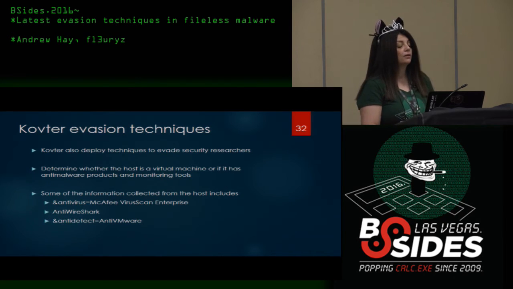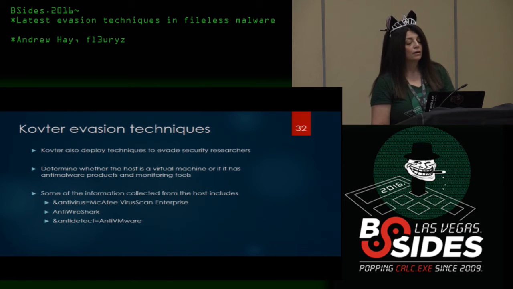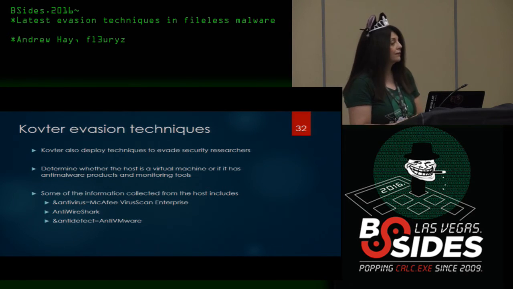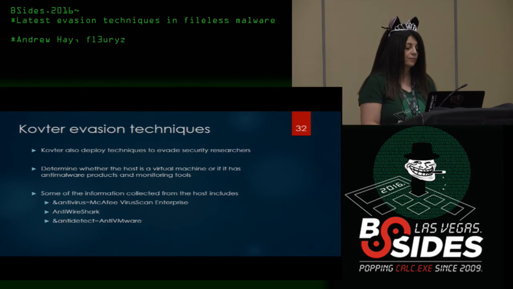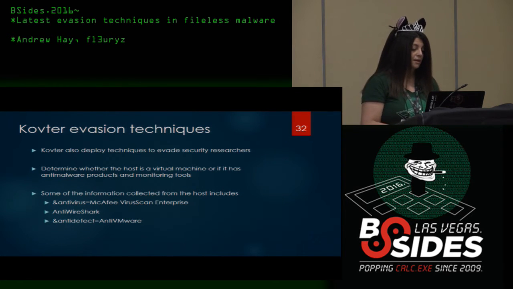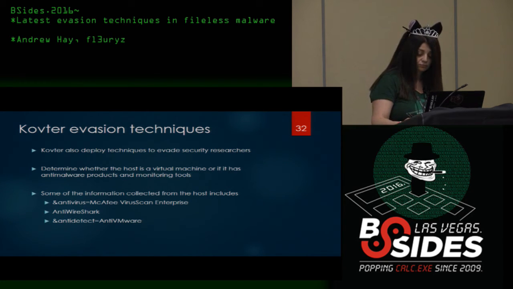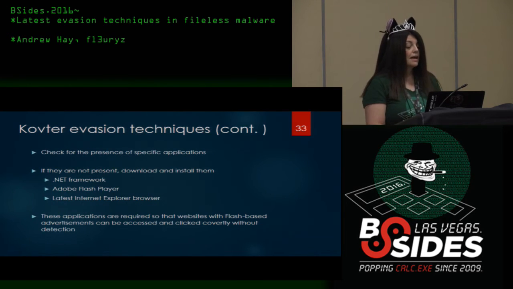So the evasion technique used by Kovter, one of them is it checks if the machine is running as a VM and whether it has anti-malware products and any monitoring tools. Some of the information collected from the OS includes antivirus products like McAfee VirusScan Enterprise, anti-virus, anti-VMware. It also checks for the presence of specific applications, .NET framework, Adobe, like I said, the latest Internet Explorer browser.